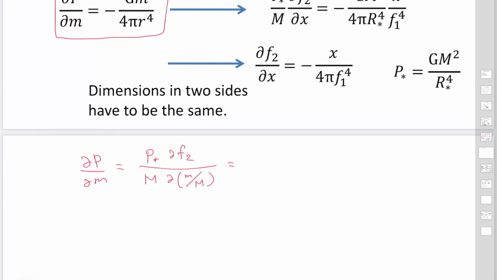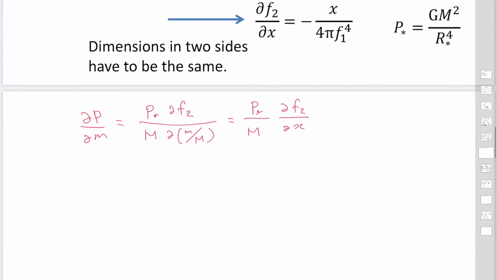So ∂P/∂M is expressed as P_star over capital M times ∂f₂/∂x. You can express the right-hand side as minus GM over 4πr⁴. So this is going to be expressed as GM over R_star to the 4th times minus x over 4π f₁ to the 4th.